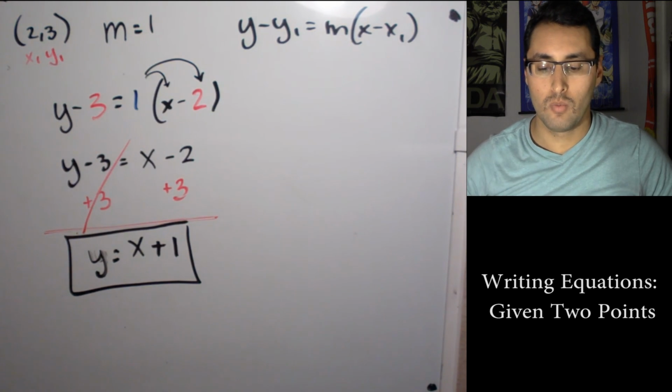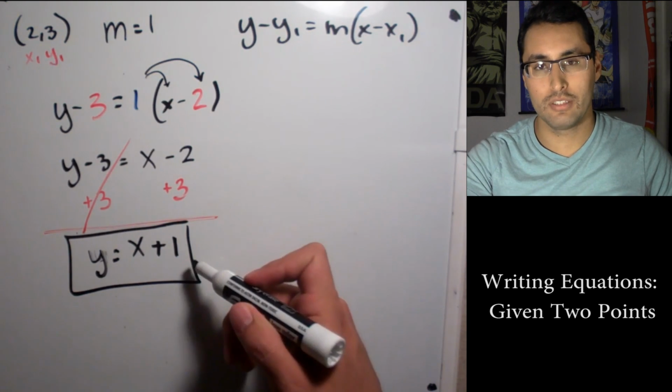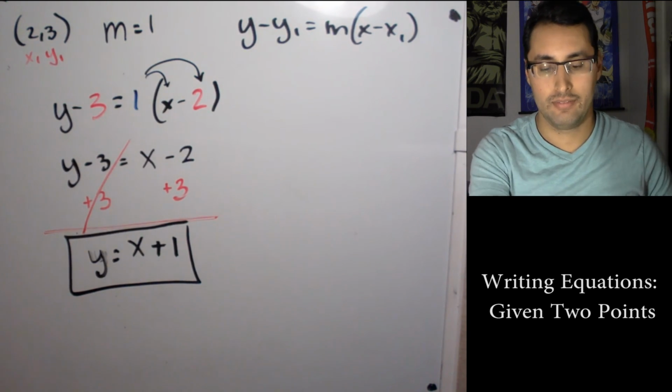All right, so this is the equation in slope intercept form, where our slope is, well, you can imagine that there's a 1 over here, and our y-intercept is 1. Okay, so that's it.